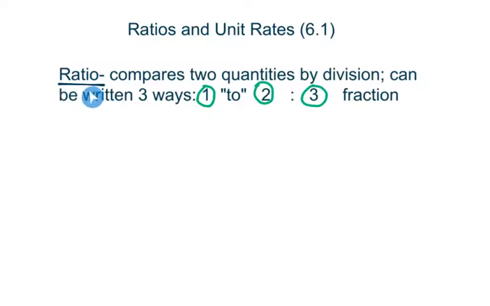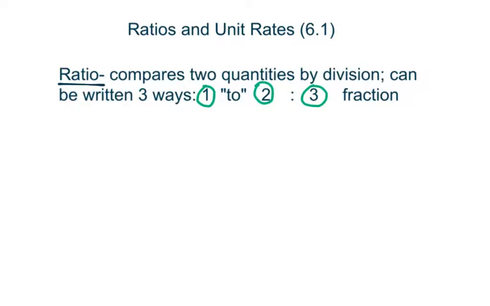A ratio compares two quantities by division, and it can be written three different ways. One way is using the word "to", for instance, 5 to 4. Another way is to use a colon, so 5:4. Or the third way, we could write it as a fraction, so 5/4. All three ways represent a ratio.